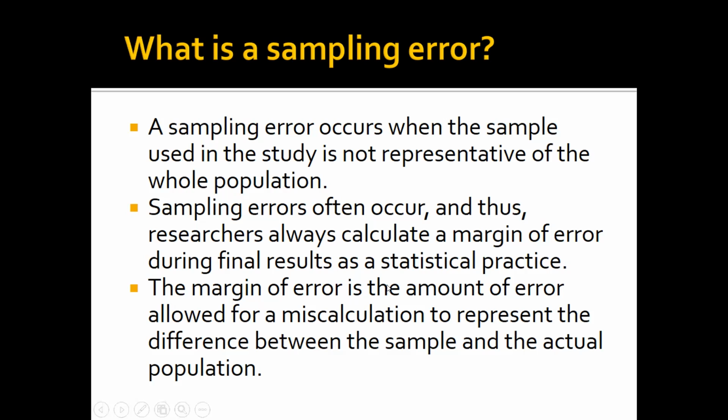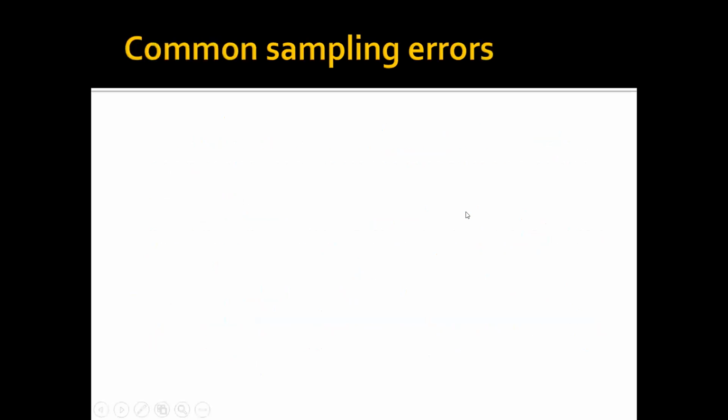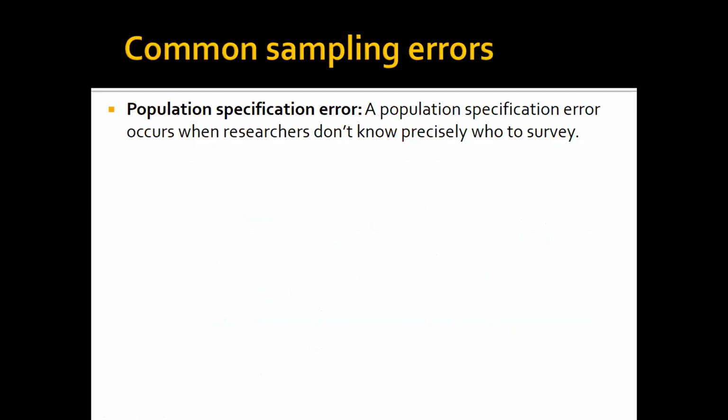So the margin of error is basically the amount of error that is allowed for miscalculation to represent the difference between sample and the actual population. There will definitely be a difference between the actual population and the sample. So that difference is basically reducing the accuracy of your results. But you are okay to accept the loss of accuracy by 5% or 10%.